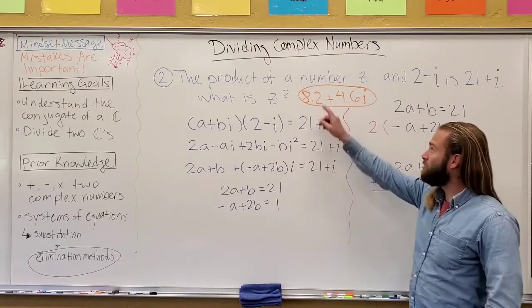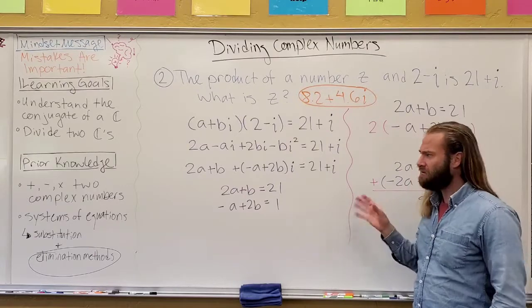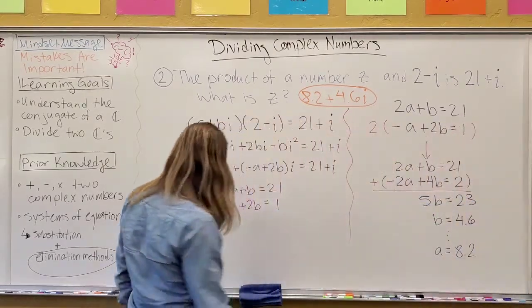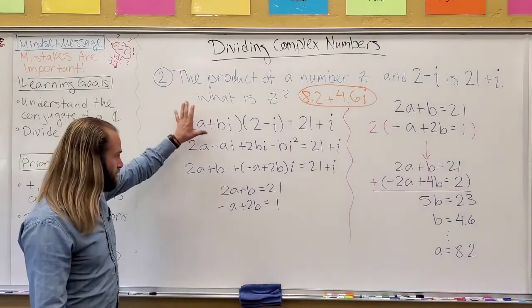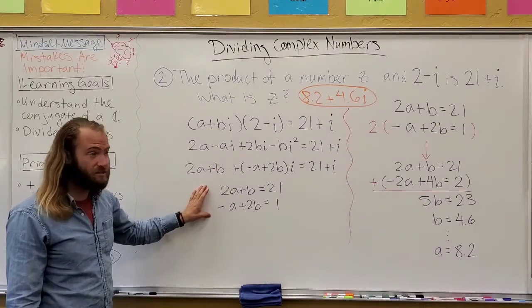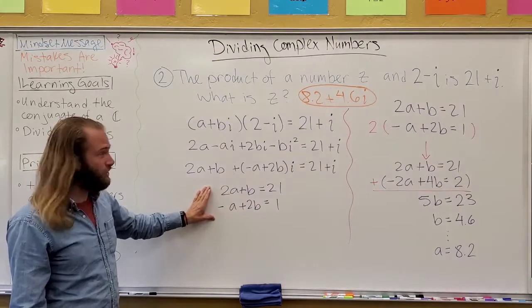So you should get 8.2 plus 4.6i. If you didn't get that, you can go ahead and look through this. Otherwise, you can just skip ahead to the next portion of the video. So again, here's the setup, same as we did before. Just be careful with each step and check that, and then you should end up with this system of equations.